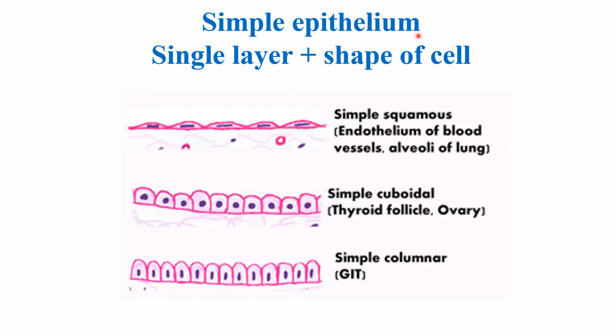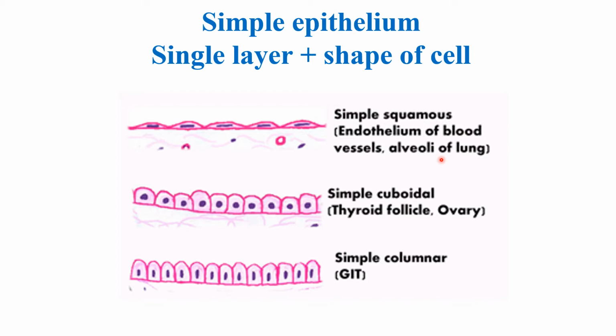The simple epithelium consists of a single layer of cells, and depending on the shape of cells, it is further classified. Look at the picture. This is the simple squamous epithelium. See, the height of the cell is less, and the width is more, and see the flat nucleus. This simple squamous epithelium is seen lining the blood vessels and alveoli of lung. The one lining the blood vessels is known as endothelium.